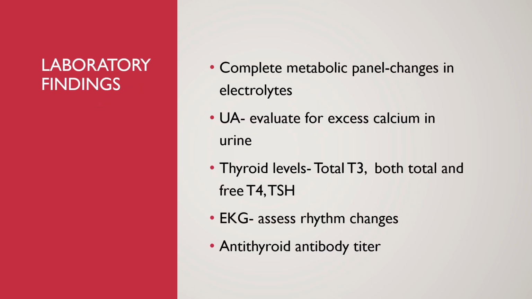So what are some laboratory findings that we need to look for? Well, one is a complete metabolic panel, or a CMP. You want to assess and check for changes in your electrolytes, such as the calcium level. A UA, again, to check for the excessive calcium in the urine.